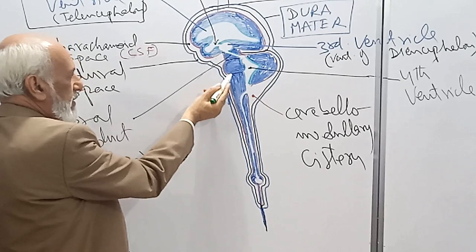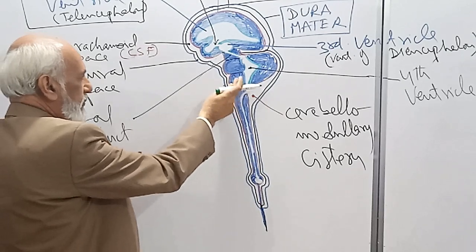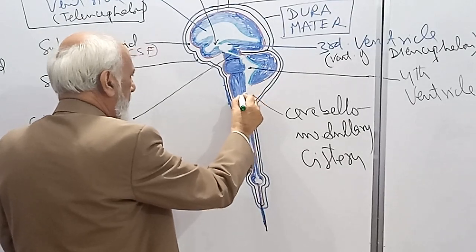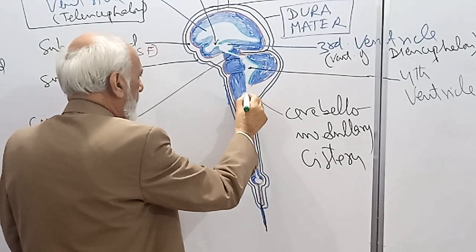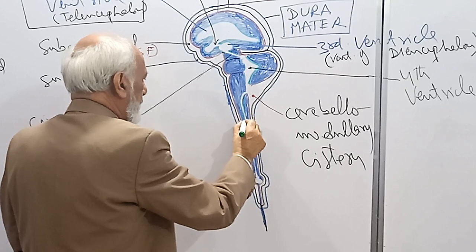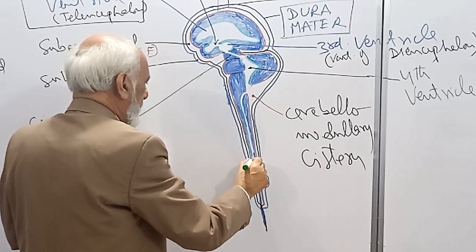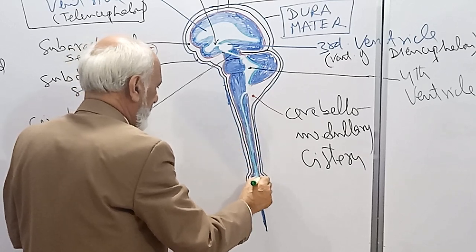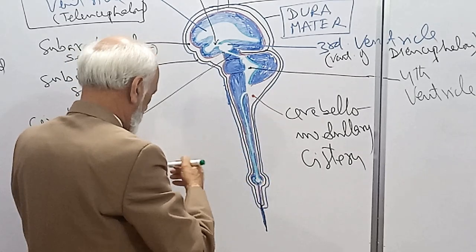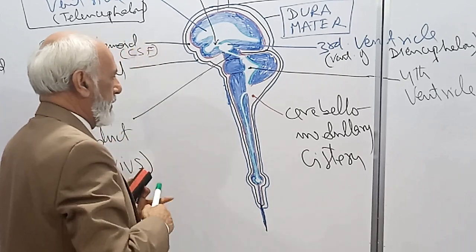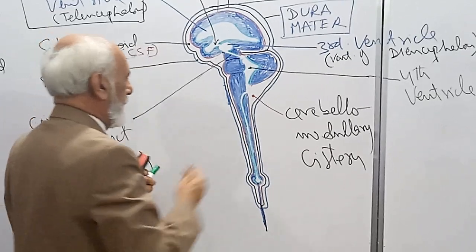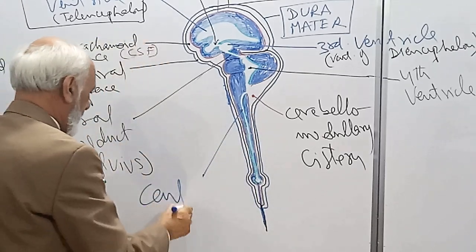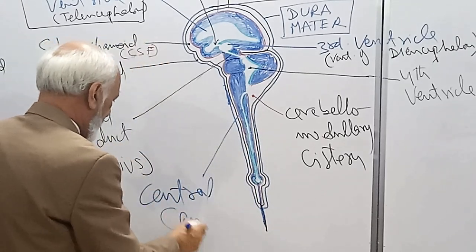This is the upper part of the medulla oblongata, which is not traversed by any canal, but the lower part of the medulla oblongata and the spinal cord is traversed by a canal known as the central canal.